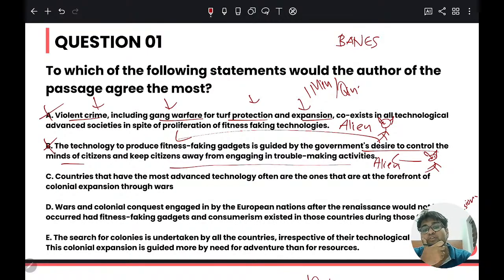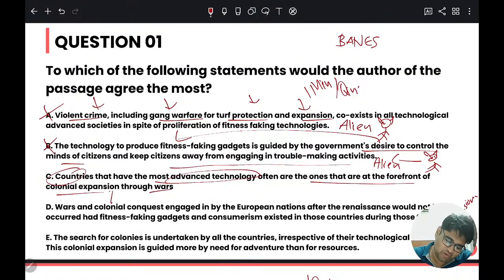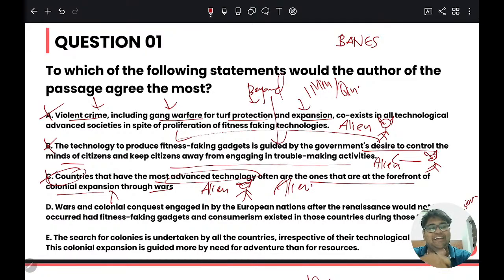Countries that have the most advanced technology often are the ones at the forefront of colonial expansion through wars. Where was war mentioned? Where was colonial expansion? All these are from Venus, I think. Alien concept again. I cannot put this into the context of the paragraph. These all are beyond the scope and I call them aliens. Even this thing, right? We are using alien concept. Eliminate the options that include alienization.